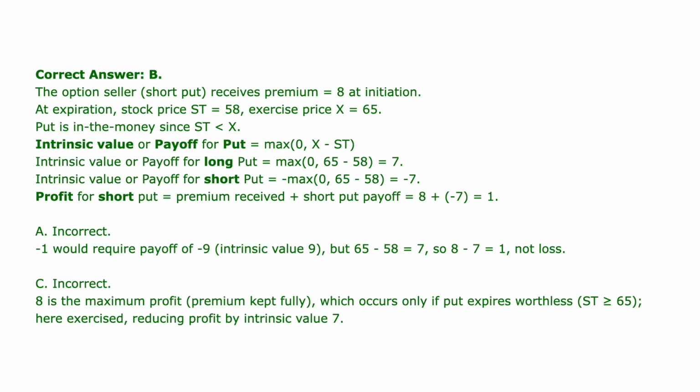Payoff for the short put equals negative intrinsic value, equals -7. Profit equals premium received plus payoff, equals 1. Maximum profit equals the premium, $8, only if the option expires worthless. The rule is clear: profit equals premium minus intrinsic value, and it cannot exceed the premium. Short put profit is premium minus intrinsic value. Maximum profit is the premium, not the payoff.